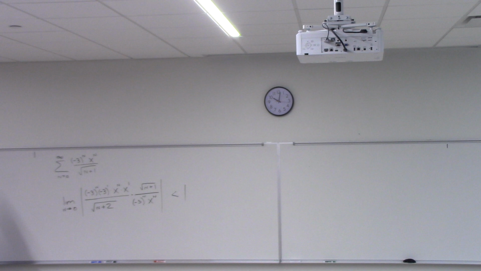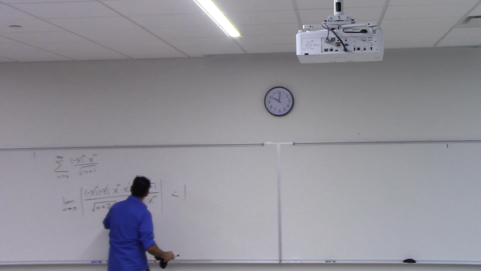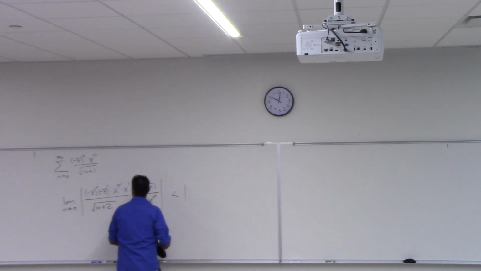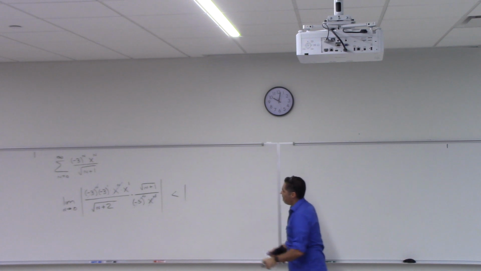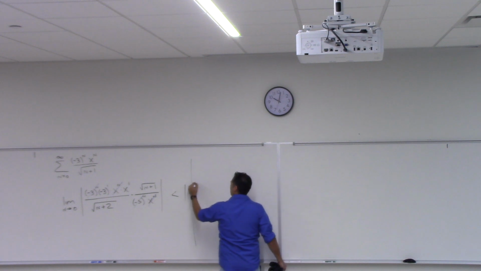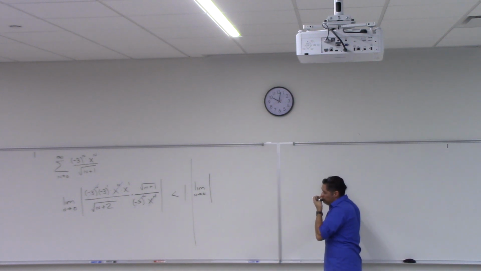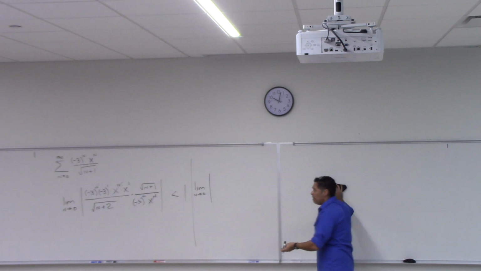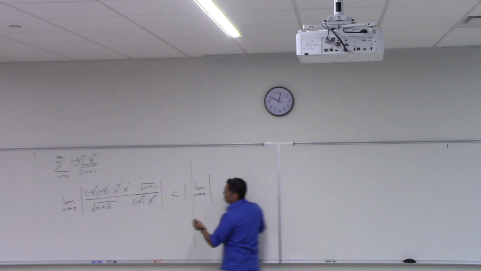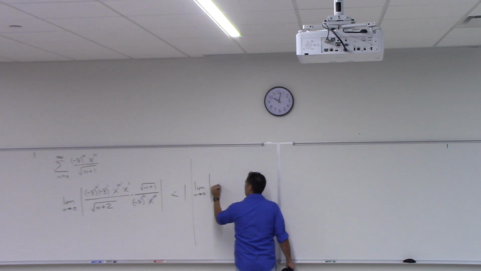Can I proceed or not? Yes? Cancel stuff, right? This, this, this, this, and that's it. That's all that goes away. So this becomes the limit as n goes to infinity of the absolute value. All right, the things that have n's in them: square root of n plus 1 over square root of n plus 2, right? And then, oh yeah, you have a negative 3 here as well. So don't forget that negative 3.